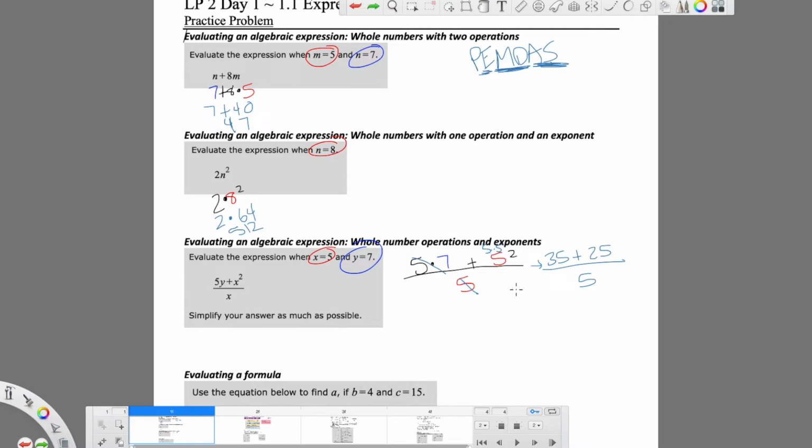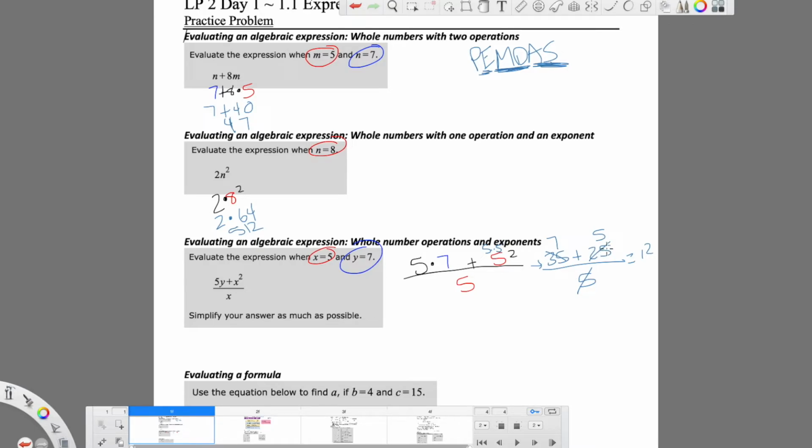But now I can also do it here, and I can say, well, 35 divided by 5 is 7. 25 divided by 5 is 5, and I can add those together. So that's 5 cancels because I divided it away. So I'd end up with 12. So I can do the same thing if I add them together, and I would get, let's see.